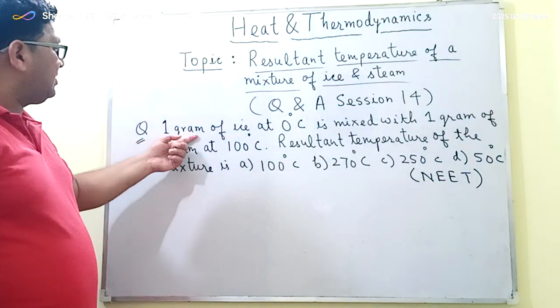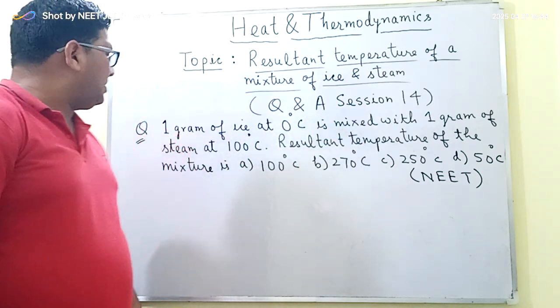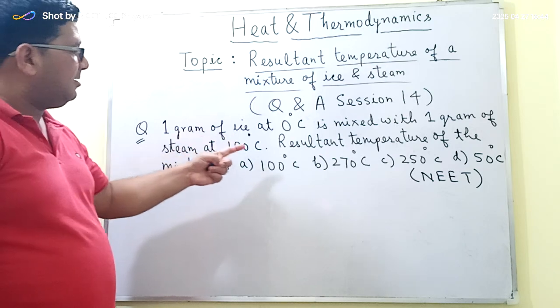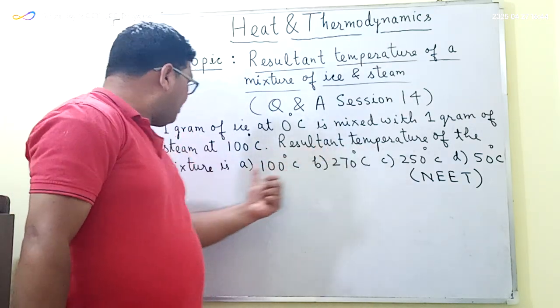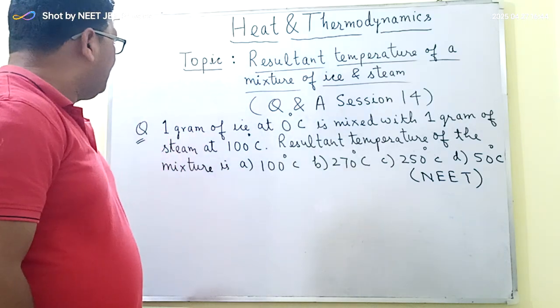So the question here is: 1 gram of ice at 0 degrees centigrade is mixed with 1 gram of steam at 100 degrees centigrade. So the resultant temperature of the mixture is, so there are four options here and we have to find the correct one.